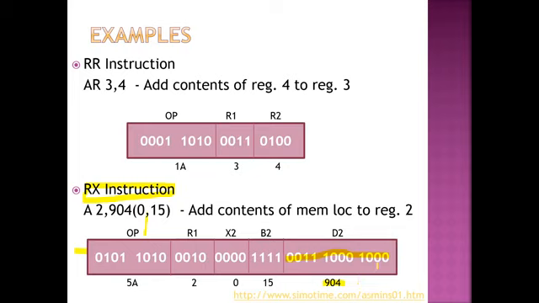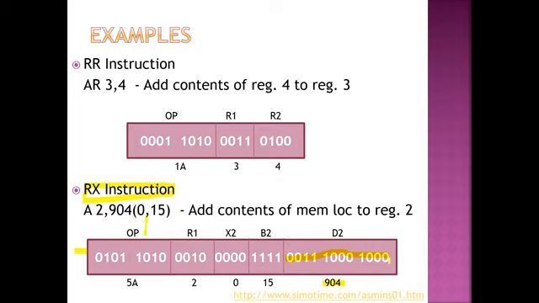If I directly add 4 to 904, I will get 908. Then I will again add 4. Okay, this is the concept. So what are we doing actually? We are actually altering the instruction itself. This is the instruction 0101 1010, whatever it is. 1000 means A 2 comma 904 of 0 comma 15 is the meaning, right?